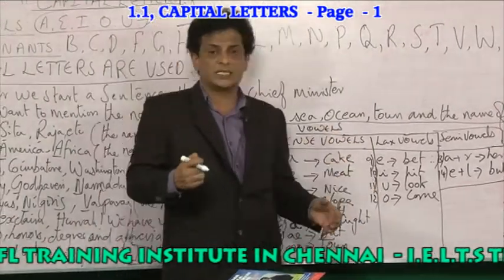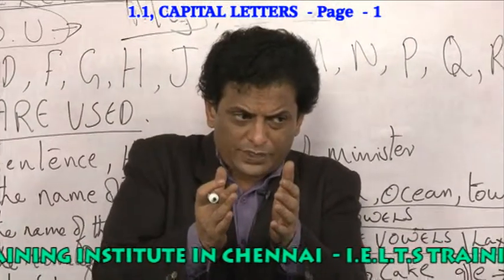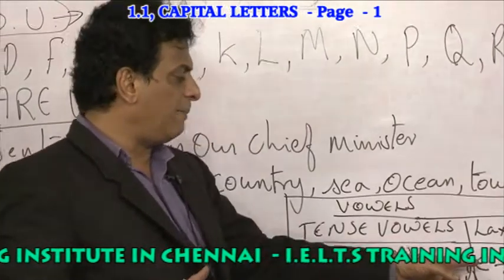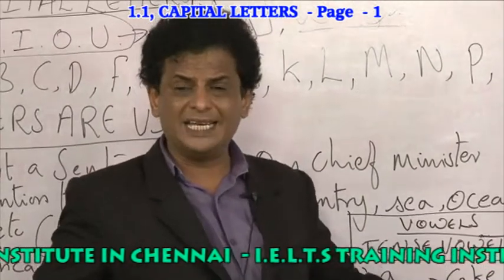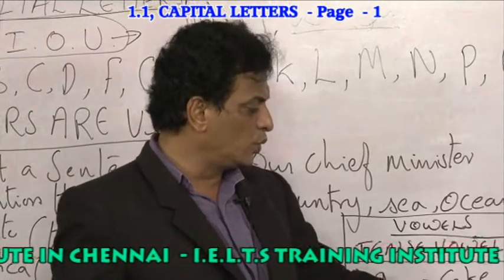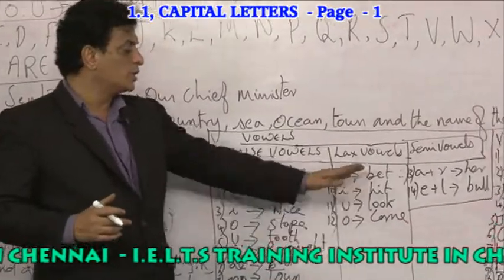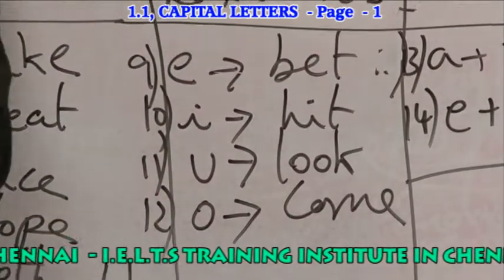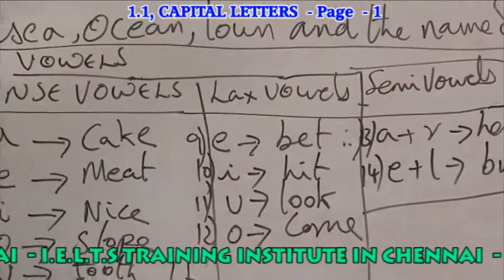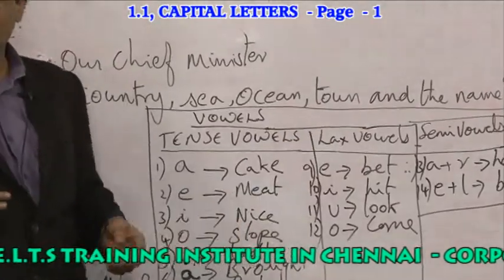So, lax vowel sound. Lax means you are shortening the sound of the letter. For example, E, you don't say beat, you say bet. I, you don't say ah, you say hit. O, look, O, come. You don't say comb. So, this is called lax vowel. So, vowels A, E, I, O, U are divided into 2 different types. One is called tense vowel, and another is called lax vowel.